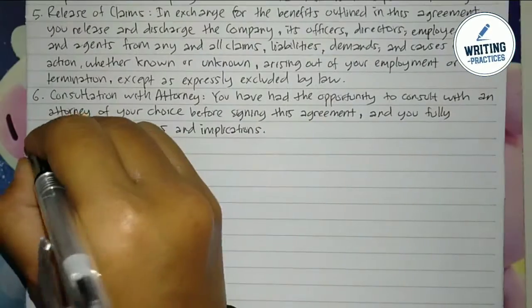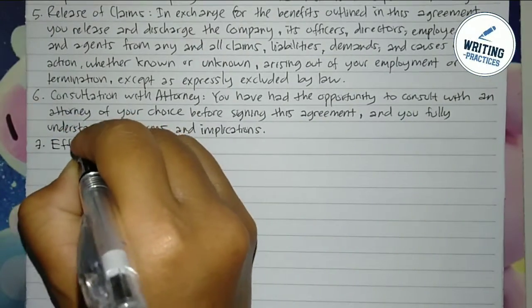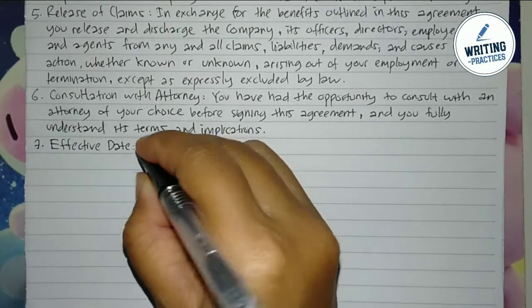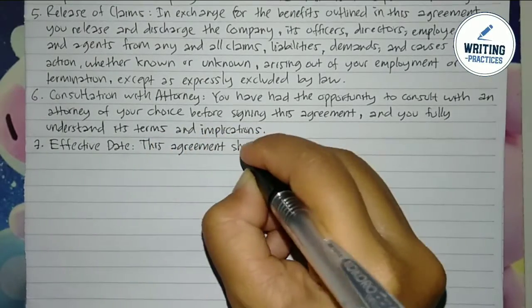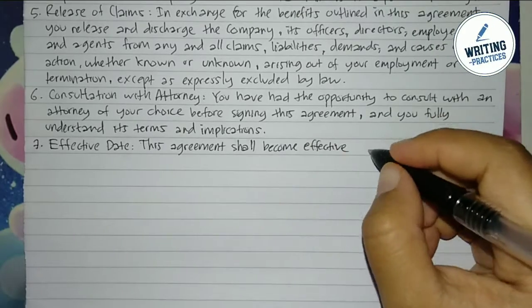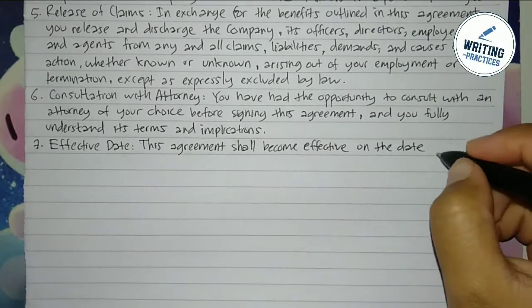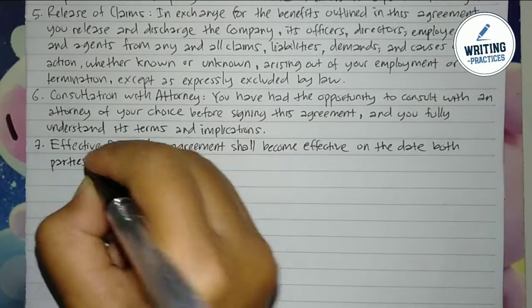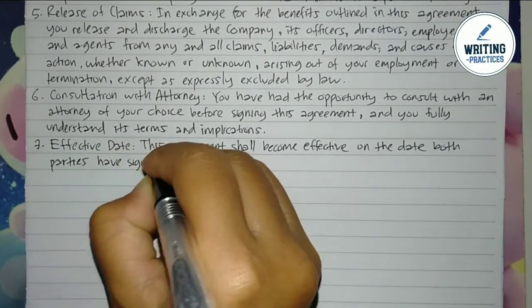In the seventh point, you can talk about effective date. It is a declaration of the agreement's effective date upon both parties' signatures. You can check this example. Effective date. This agreement shall become effective on the date both parties have signed it.